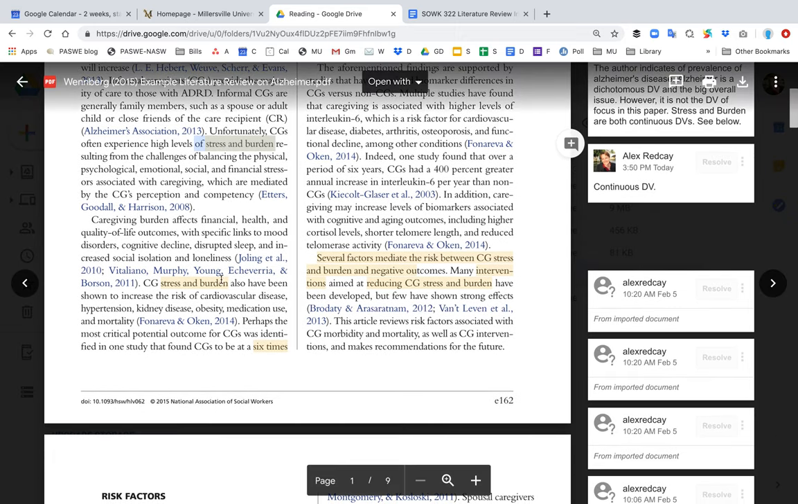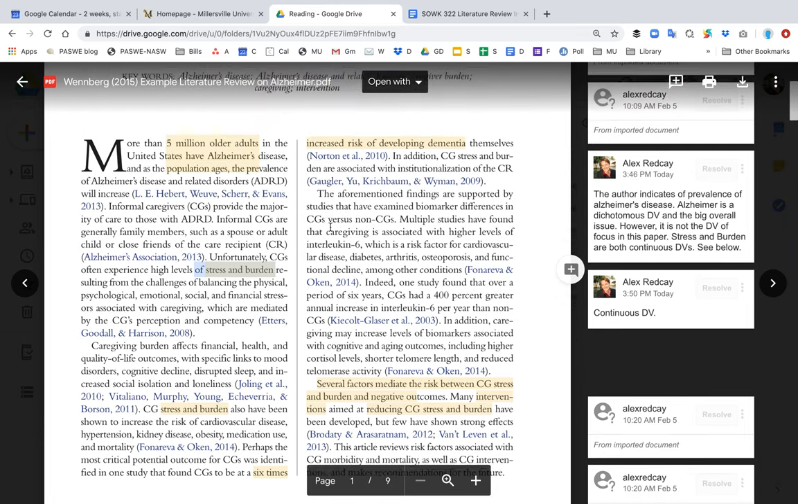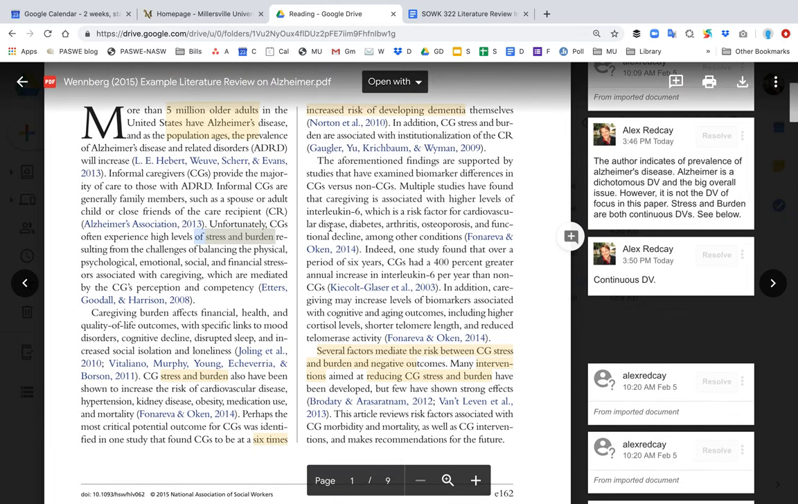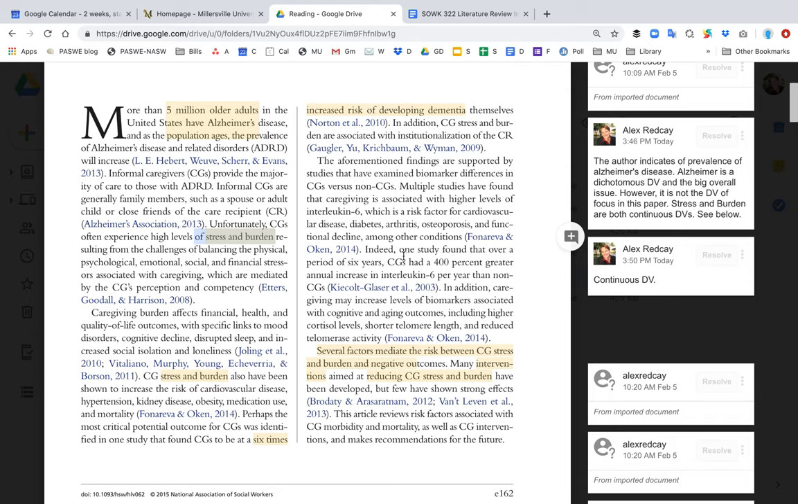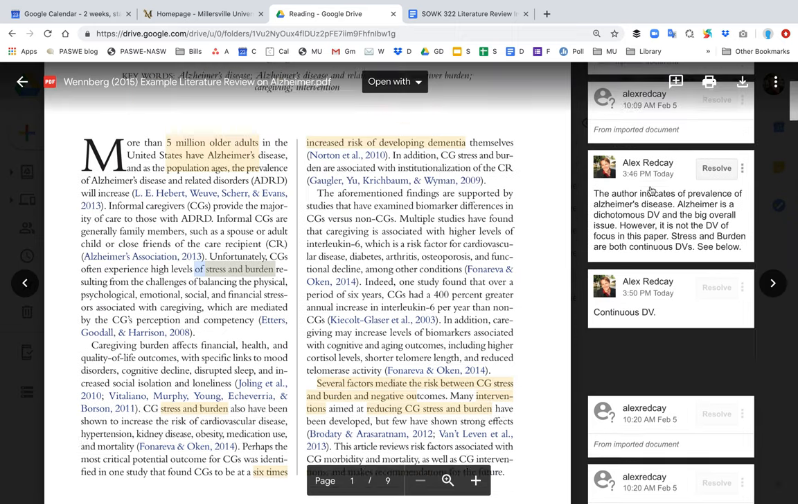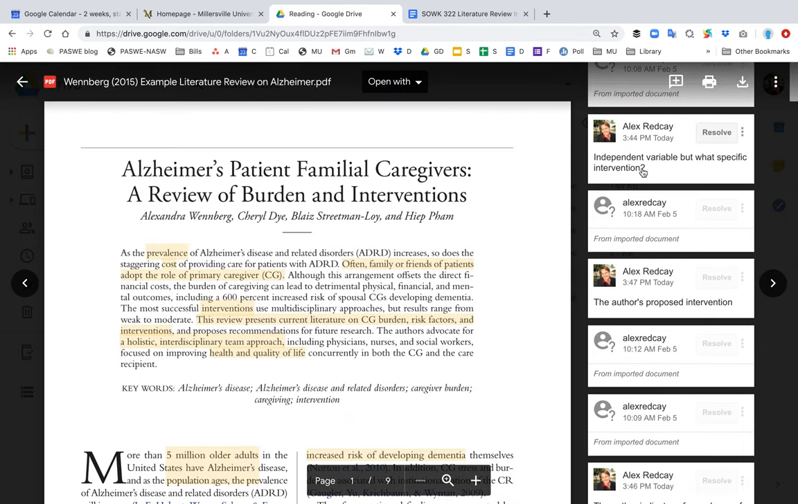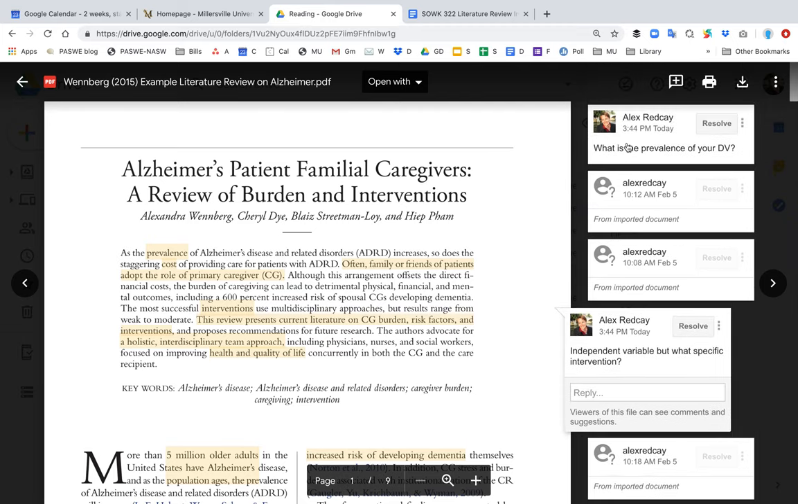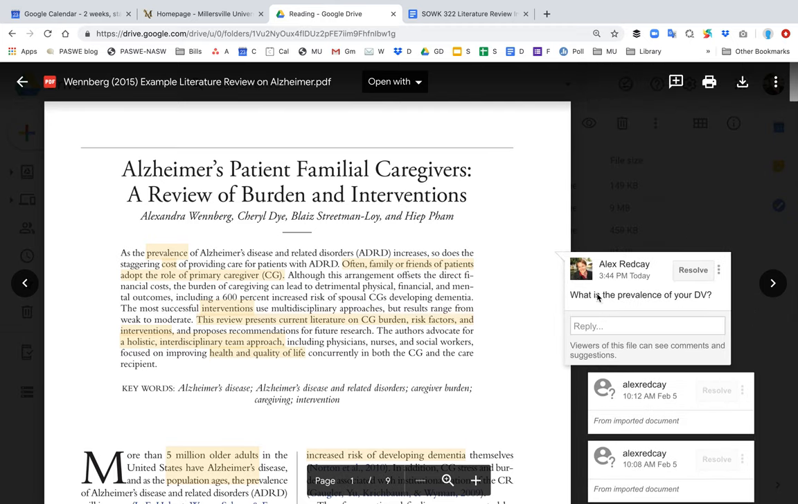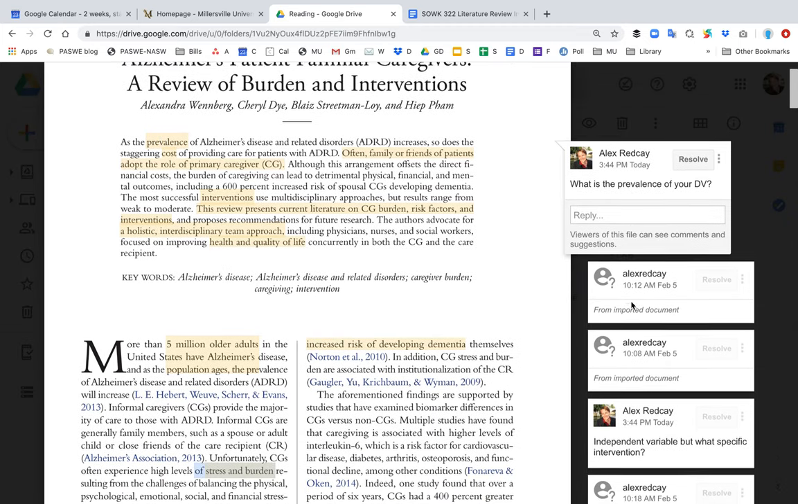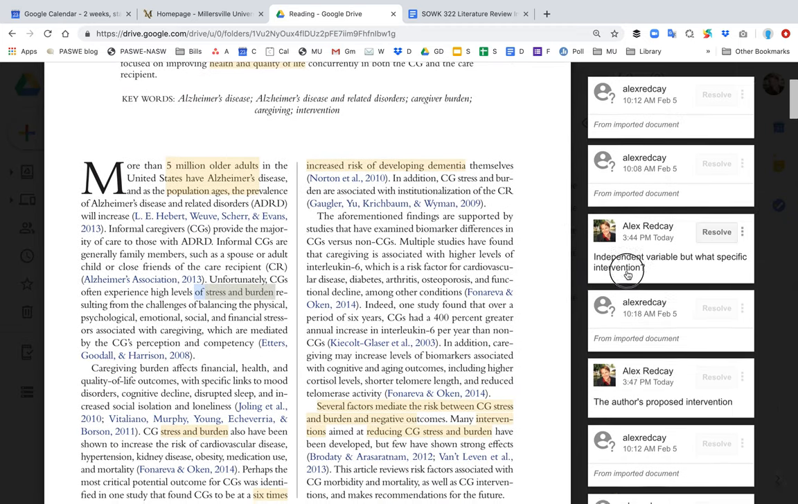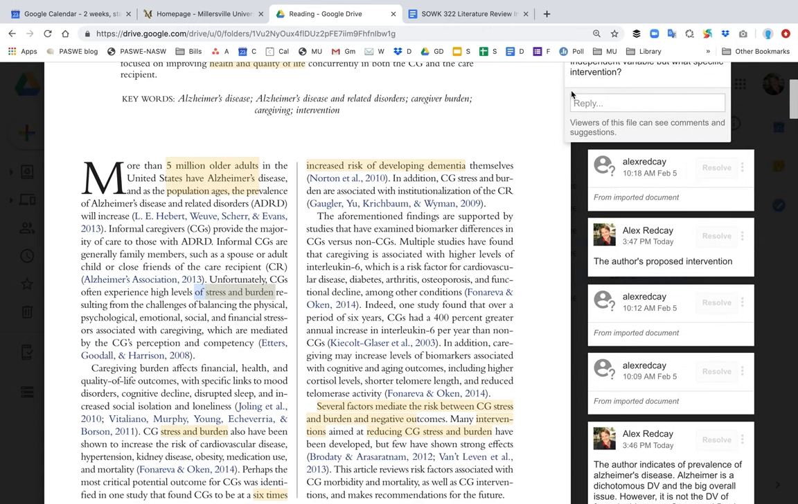And then they go on to explain this further. I want you to read through this introduction to get an idea of what an introduction looks like because you're going to write one for yours. If you look at the side too, I have created little comment bubbles that tell you what is the prevalence of your DV. This kind of guides you through the paper.